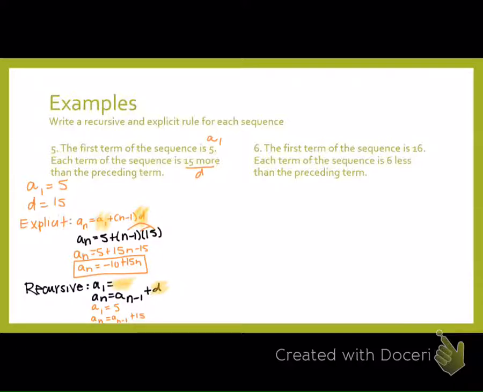Okay. So questions there before we do one more example on the next page. So those ones are a little bit easier, I feel like, because you don't even have to think. It says, this is my first term. This is what I'm doing each time. You don't have to actually look at a pattern.